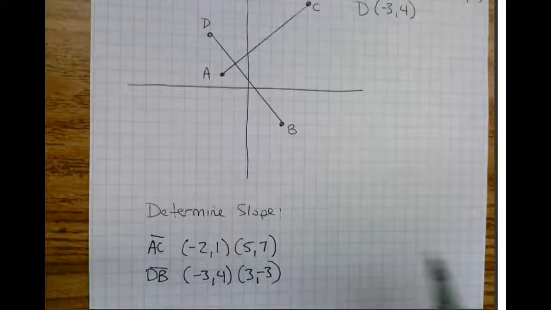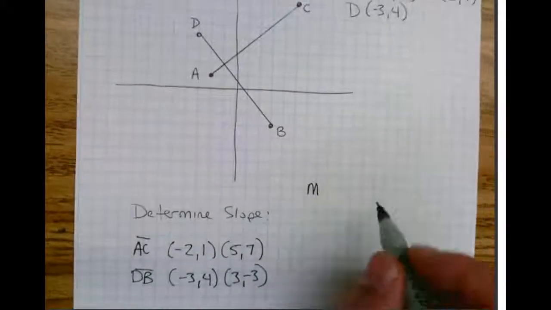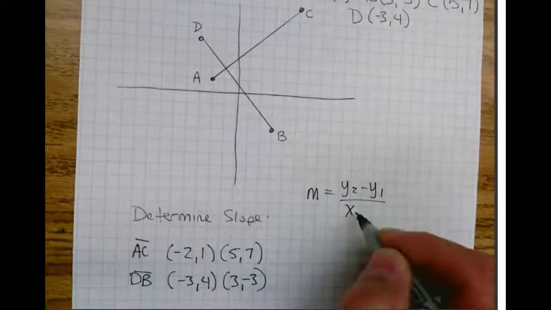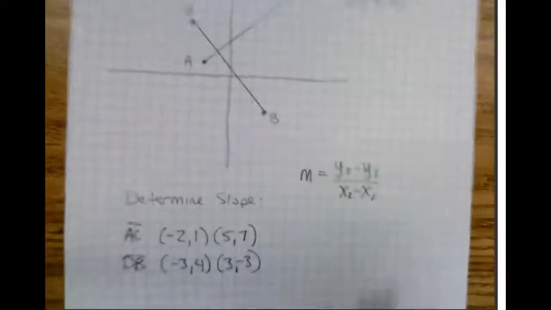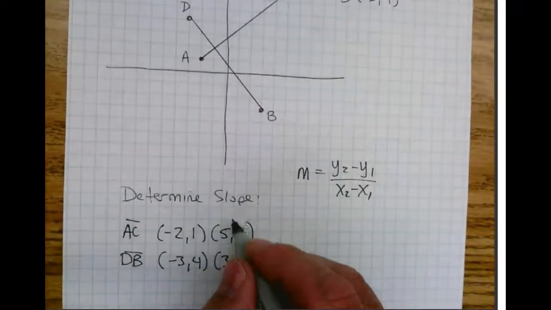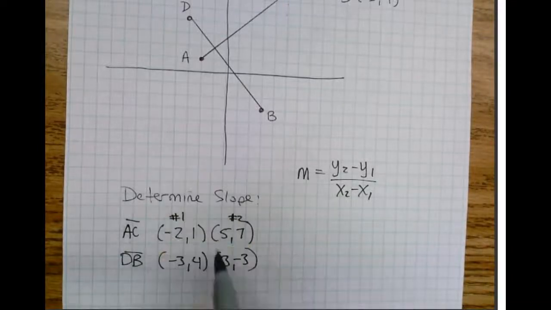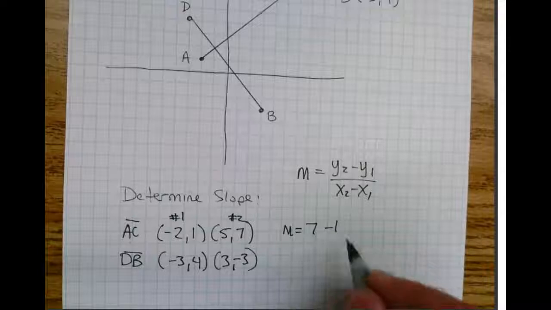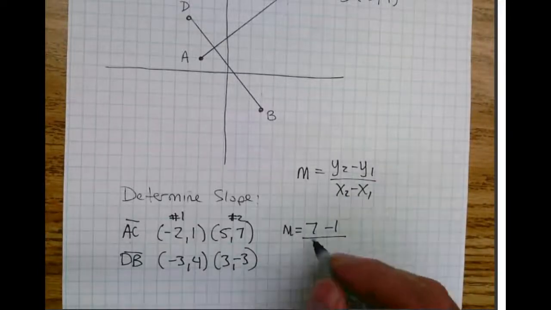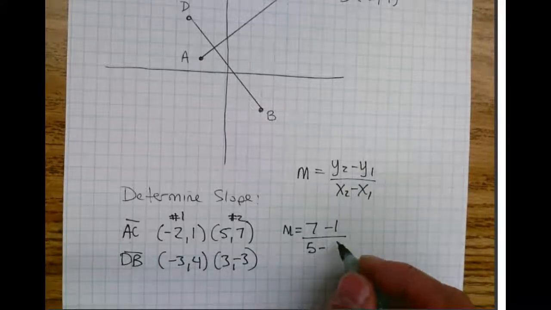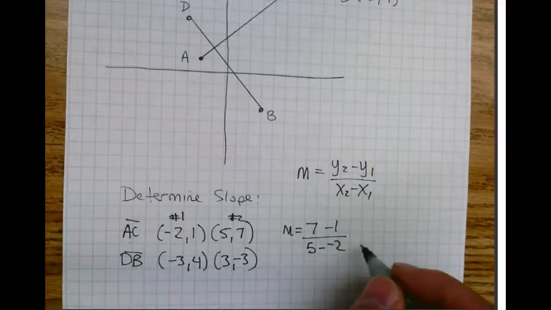Okay, and then we just do the slope formula, which is M equals the change in Y, right? Y2 minus Y1 over X2 minus X1. We solve that and we'll have the slope. We'll do each one by itself. So here this is the number 2 one, this is the number 1, so this will be X1, Y1, this will be X2, Y2. So we'll plug it in, M equals 7 minus 1 for the Y's, and then the bottom part, X2 is 5 minus -2.